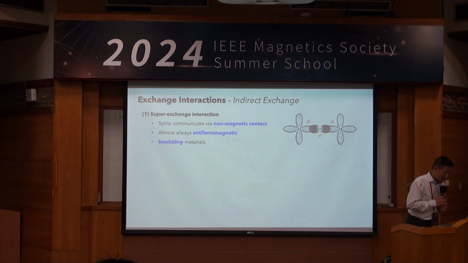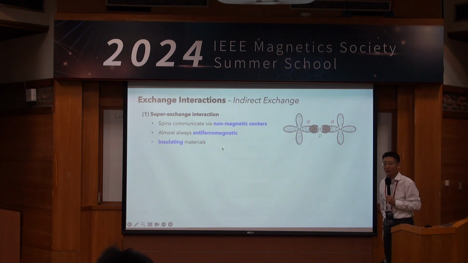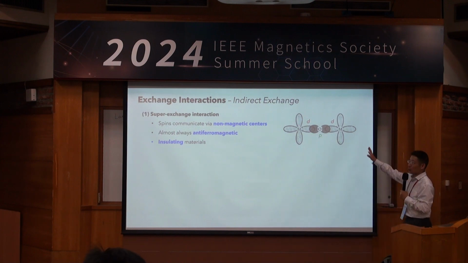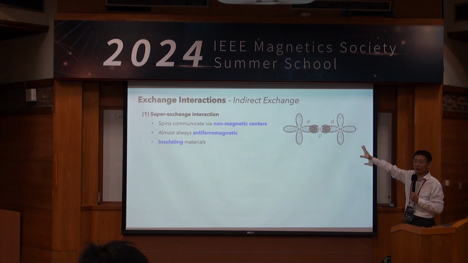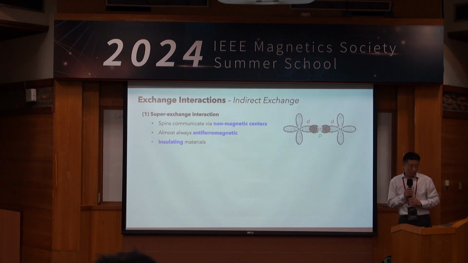the sign of the Heisenberg almost always turns out to be antiferromagnetic. It's rarely ferromagnetic. Okay? It's almost always antiferromagnetic. And the material is typically an insulator. Okay? For example, transition metal oxide. Okay? So this is the super exchange.